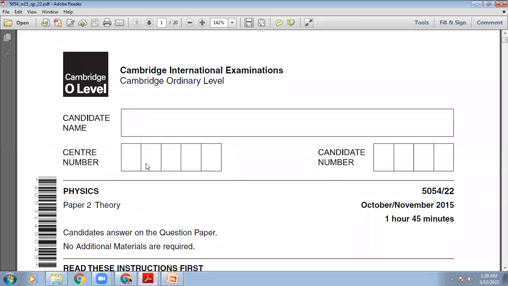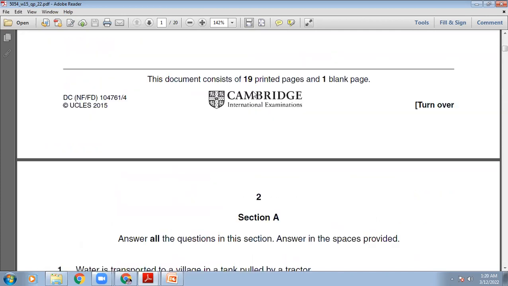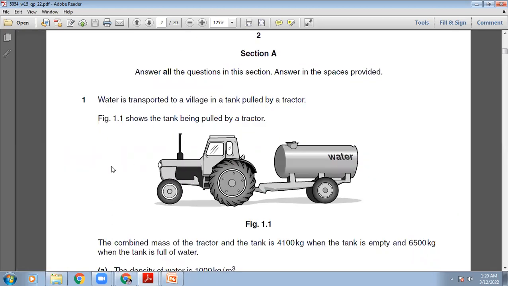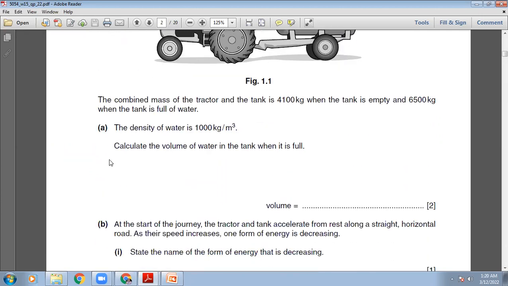So here we go. October, November 2015, paper 2. The time allowed is 1 hour 45 minutes. So section A we are going to attempt today. Water is transported to a village in a tank pulled by a tractor. Figure 1.1 shows the tank being pulled by a tractor. So here you have a tractor, and this is that tanker, and that tanker contains water.